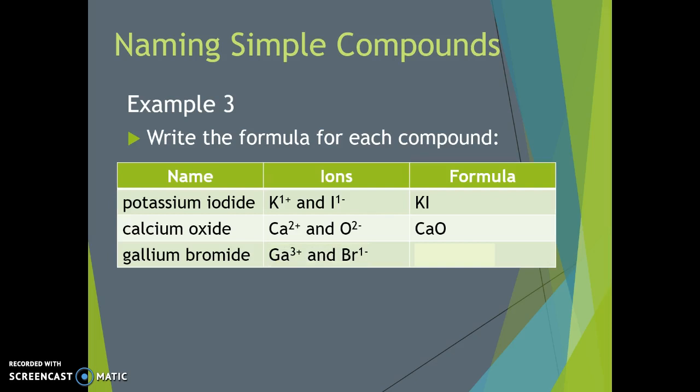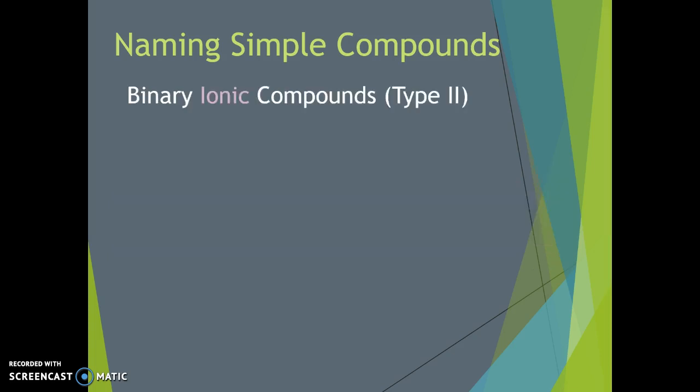Gallium is in group 3 and has a +3 charge. Bromine is in group 7 and has a -1 charge. This time the ions do not possess the same charge, so we need to determine how many of each we need to form a neutral compound. In this case, we would need 3 bromines to balance the charge of the gallium. Therefore, the formula is GaBr3.